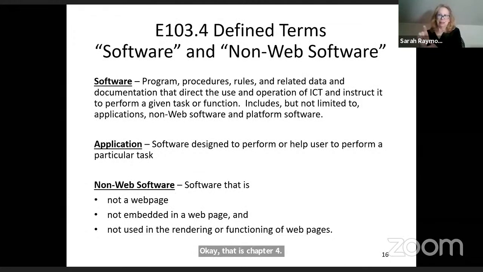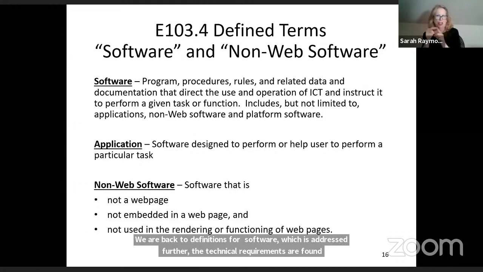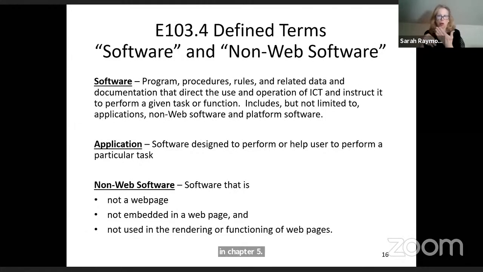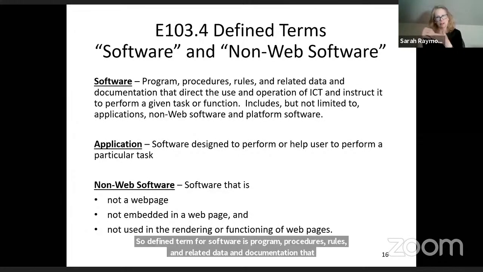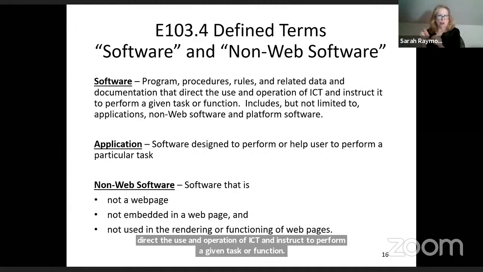We're back to definitions for software, which is addressed further. The technical requirements are found in Chapter 5. So a defined term for software is programs, procedures, rules, and related data and documentation that directs the use and operation of ICT and instructs it to perform a given task or function. It includes, but is not limited to, applications, non-web software, and platform software.